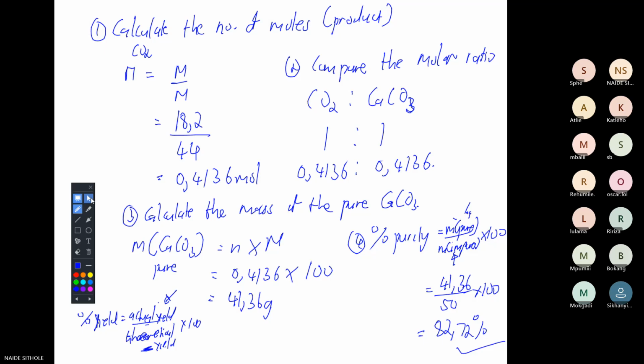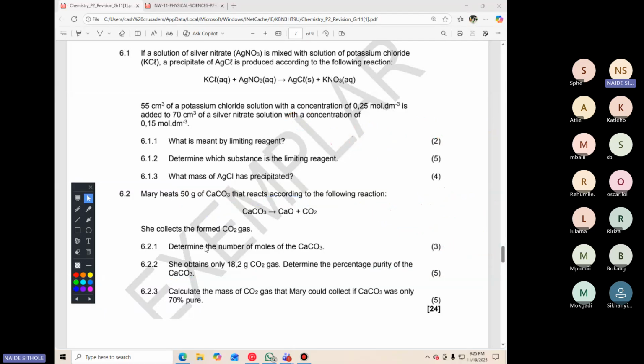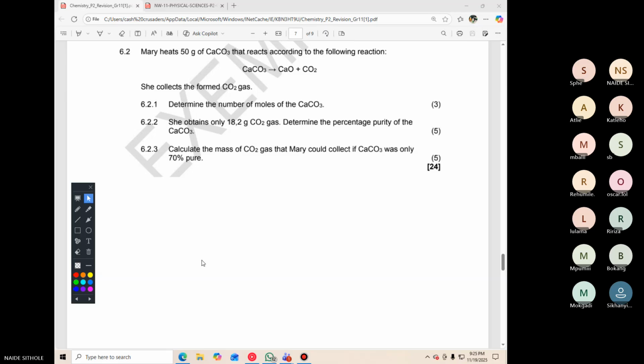Yeah. Final boss. Calculate the mass of carbon dioxide gas that Mary could collect if calcium carbonate was only 70% pure. So if it was 70% pure, that means this is a reverse calculation now. This is a reverse calculation. How do you perform those calculations? You're going to do it in reverse.